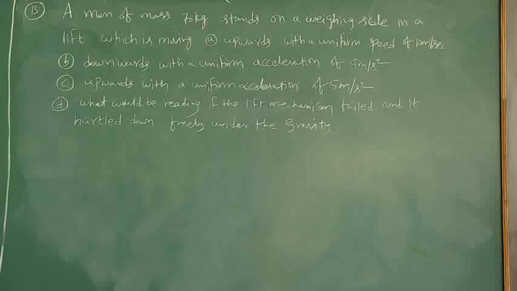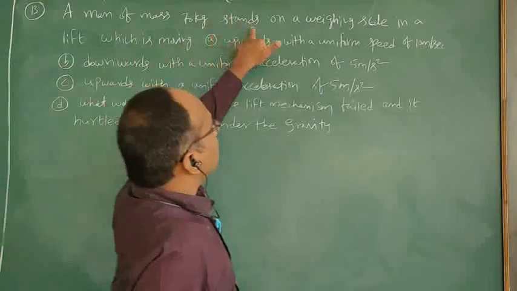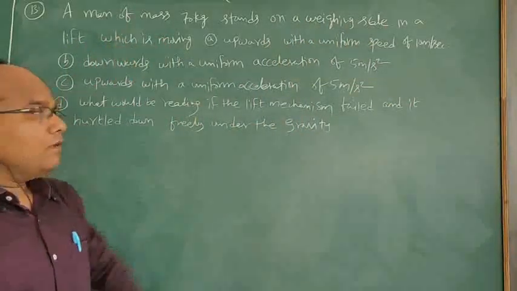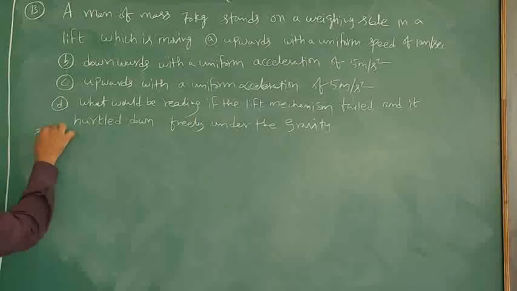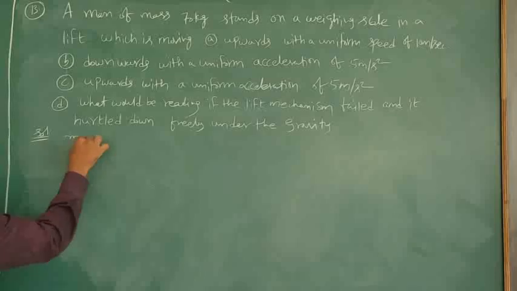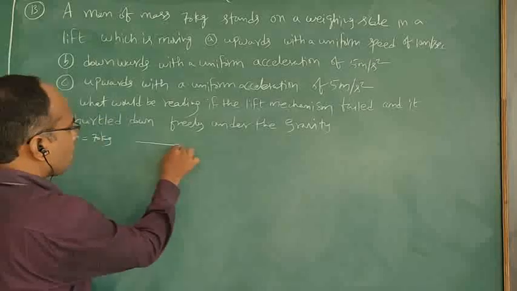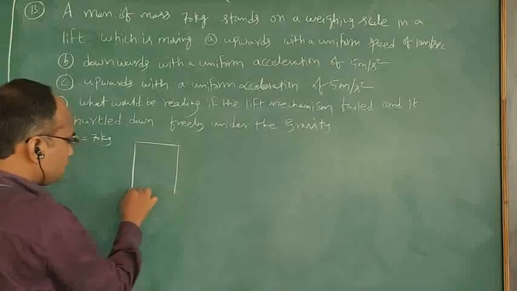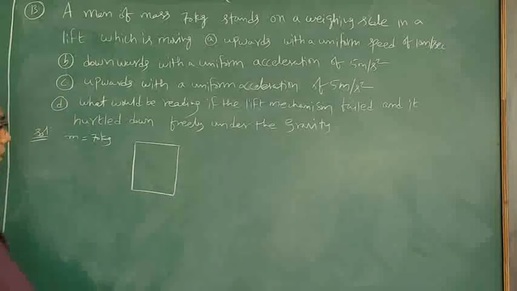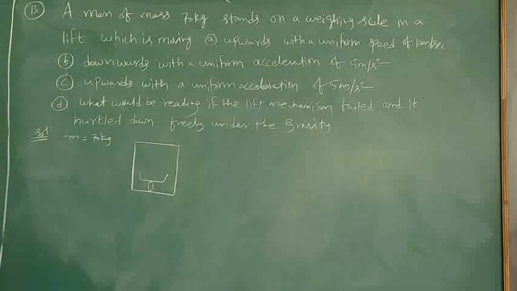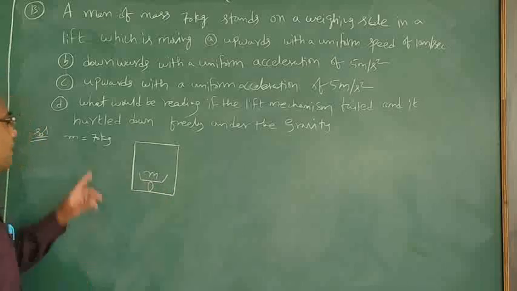Now, the 13th question. A man of mass 70 kg standing on the weighing scale in a lift which is moving. So what is the solution? First, the mass of the man is 70 kg, standing on the weighing scale in a lift which is moving. So let us assume this is the lift and this is the weighing machine.